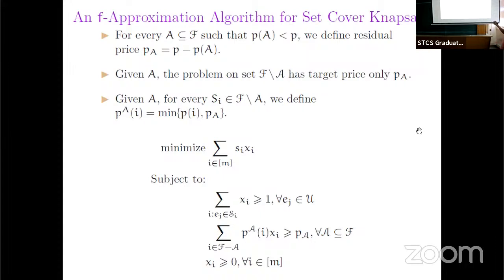You pick at least one set among the sets where i belongs, and this is the price. For every set A, for every subset of A, there are exponentially many constraints. But this will be a primal-dual kind of algorithm, so I will not be solving the LP. I'll just be using this for analysis.